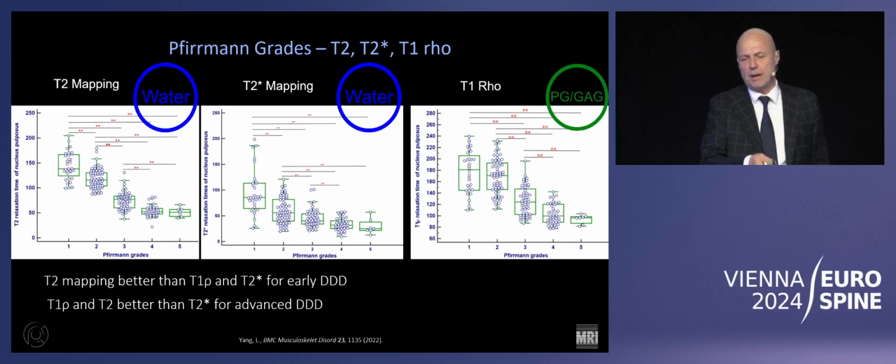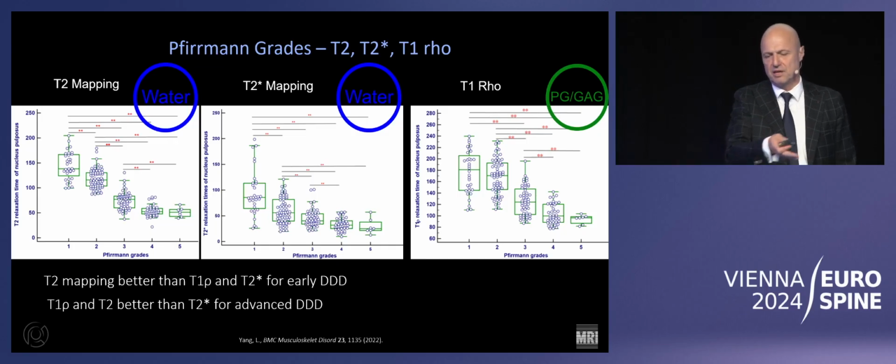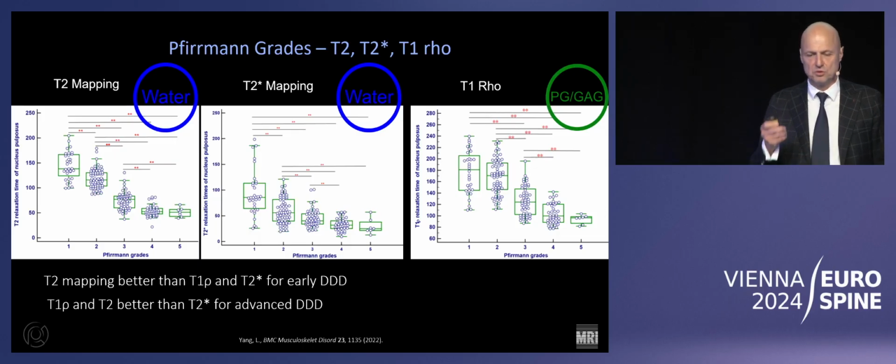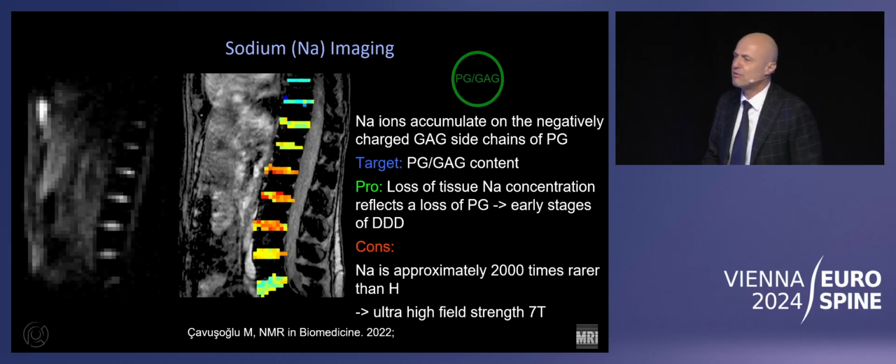This is correlation of the mapping method with the Pfirrmann grades. You can see all correlate quite well. T2 mapping and T1 rho a little bit better than T2 star. How about addressing the molecules directly?